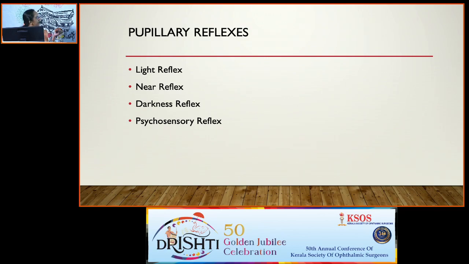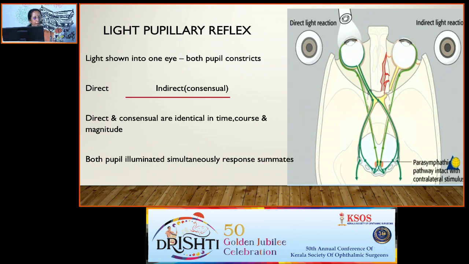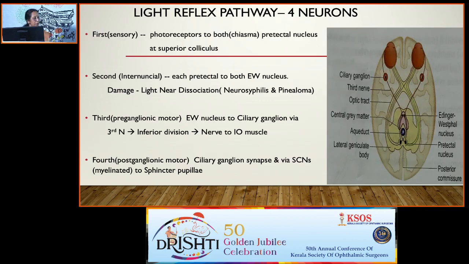Pupillary reflexes, mainly important are the light reflexes and the near reflexes. The light pupillary reflex: when light is shone into one eye, both pupils constrict. In the same eye, it is the direct reflex, and in the other eye, it is the indirect or consensual reflex. The direct and consensual are identical in time, course, and magnitude. And when both pupils are illuminated simultaneously, the response summates.